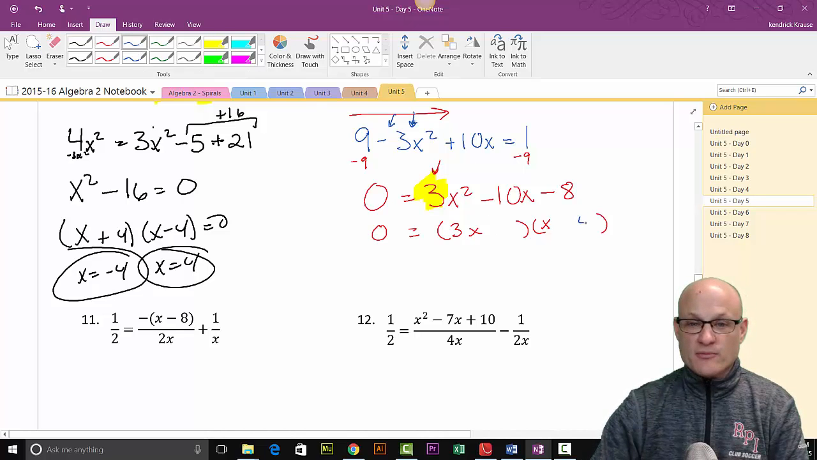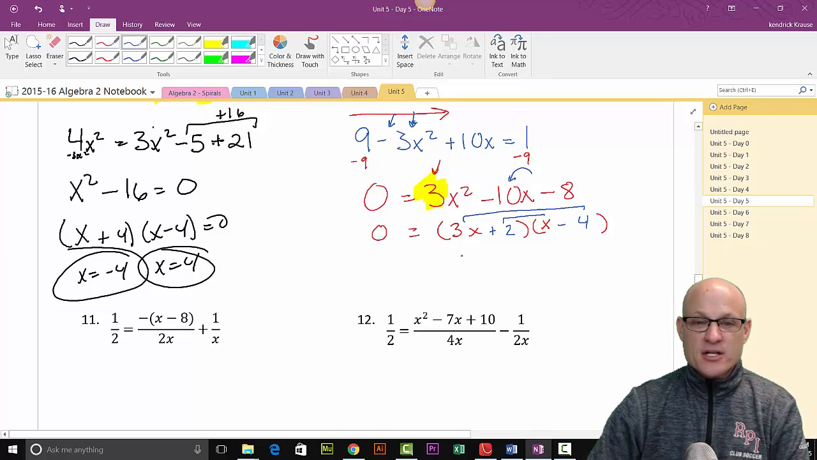Let's switch them. 4 and 2. Now, if I make this negative and this positive, maybe that's going to work. There's negative 12 and positive 2, and they add up to negative 10. Yay! So we've already established this is going to be x equals negative 2/3.